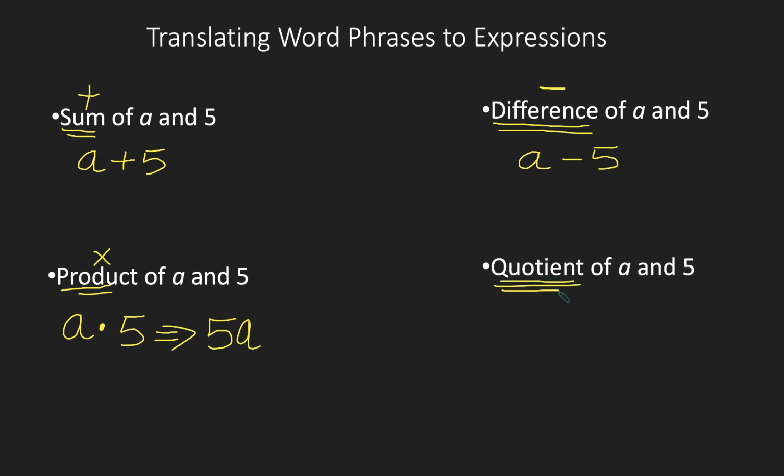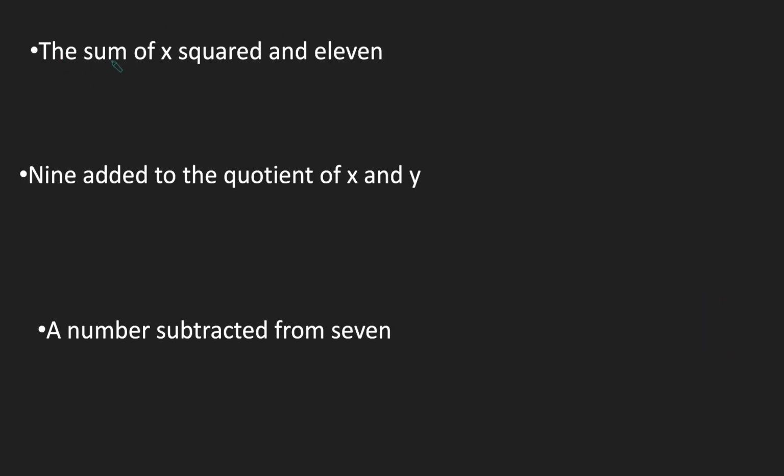Here we have the quotient. Quotient means to divide. So students can write this as A divided by 5. However, this is algebra, and we prefer if you use the fraction bar as your division sign and you have A over 5.